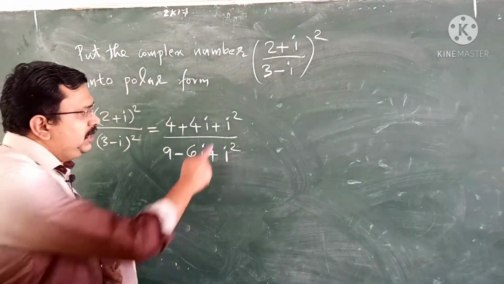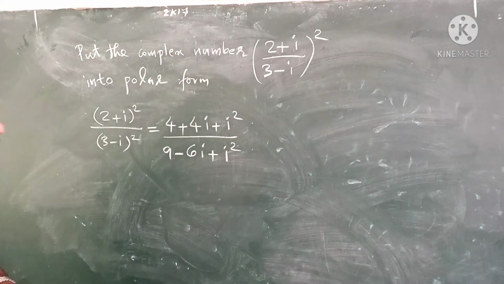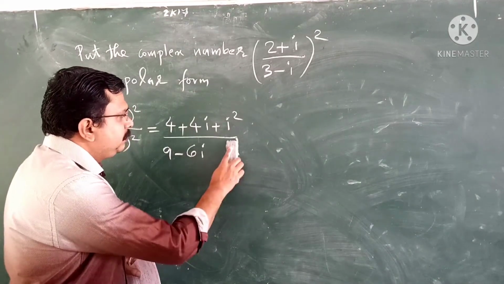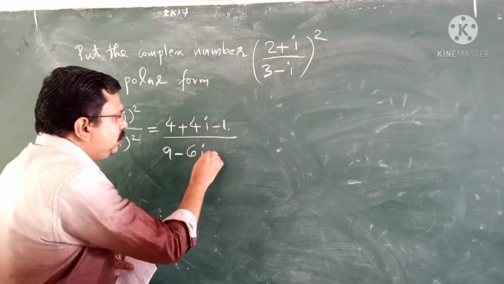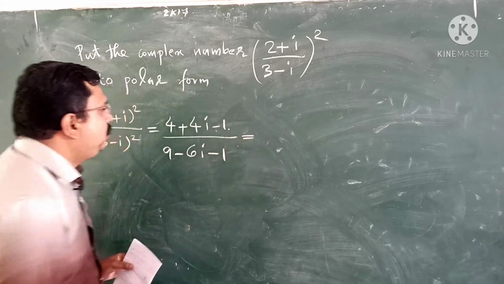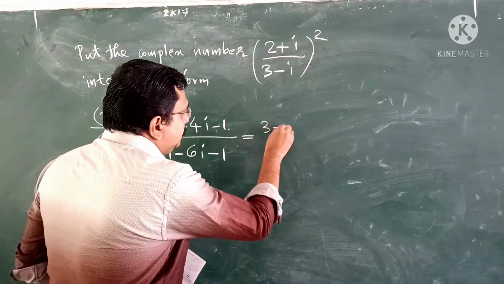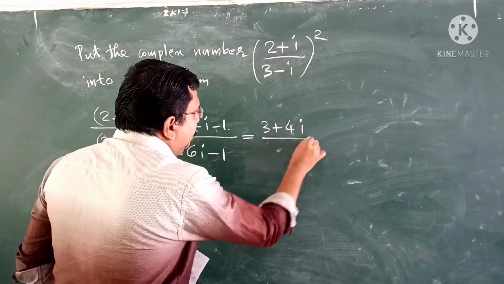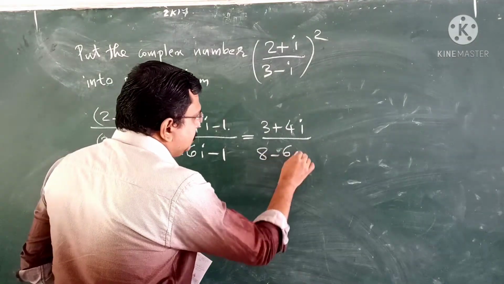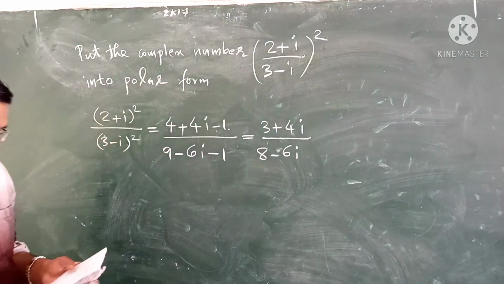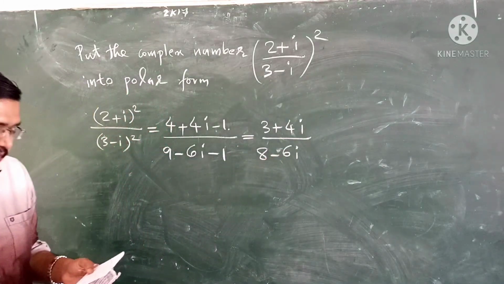Therefore, this i square can be replaced by minus 1. This i square is also replaced. Therefore, we get minus 1 minus 1, which is equal to, what is 4 minus 1? 3. So we get 3 plus 4i divided by 9 minus 1, that is 8 minus 6i. Therefore, we get 3 plus 4i divided by 8 minus 6i.